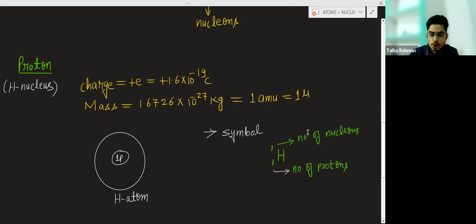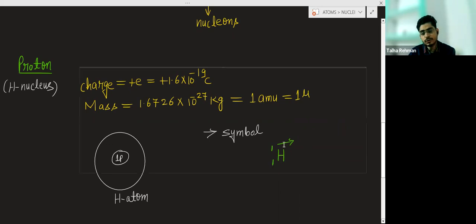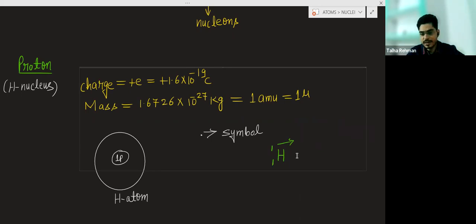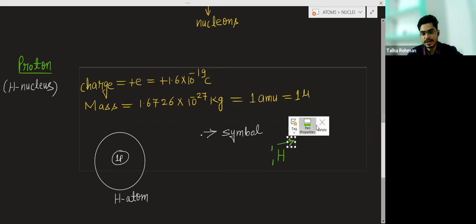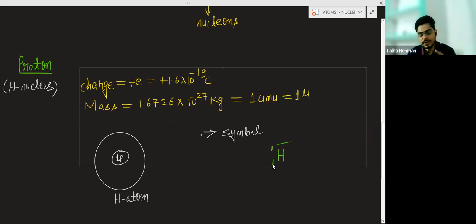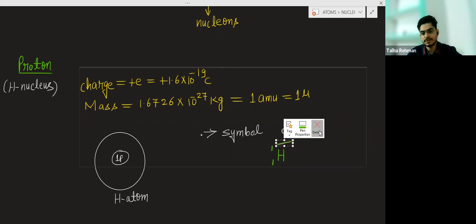Okay, this representation I will explain later, because if I tell you now, then you will not get it. For that, we will study what is atomic number, what is mass number, and what is atomic mass. Then we will come back to this and discuss. Basically, this one is representing the atomic number, and this one is representing the mass number.